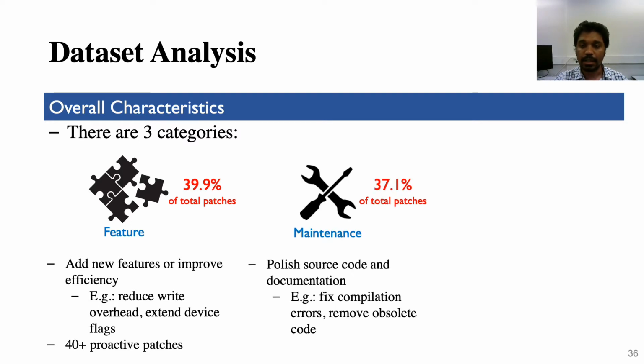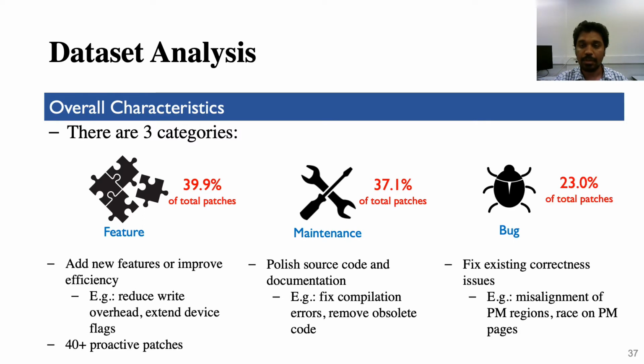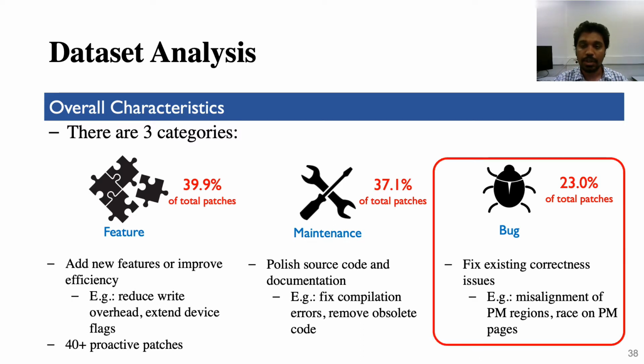The second category is maintenance. These patches fix compilation issues and remove obsolete code. Maintenance patches contribute to 37% of our dataset. The third category of PM patches are bug fixes. These fix correctness issues such as misalignment of PM regions, data race issues, and others. Bug patches contribute to 23% of our dataset. We will look into this important category further.